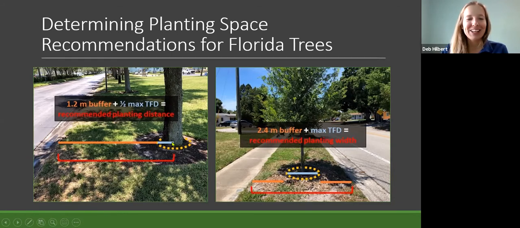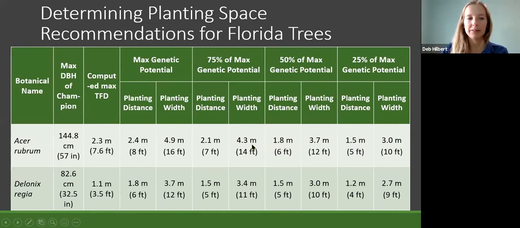And then to get the planting distance, you're going to half that, right? Because you're just planting right here. And then half the trunk flare diameter. And then you, again, need that buffer. And then you come up with your recommended planting distance. For the planting width, so if you're in a planting strip or a boulevard, you're basically just gonna double it, or you're gonna say, I need the max trunk flare diameter and then I need a buffer on each side. And so that's your recommended planting width. So that's what you're looking at in this table.